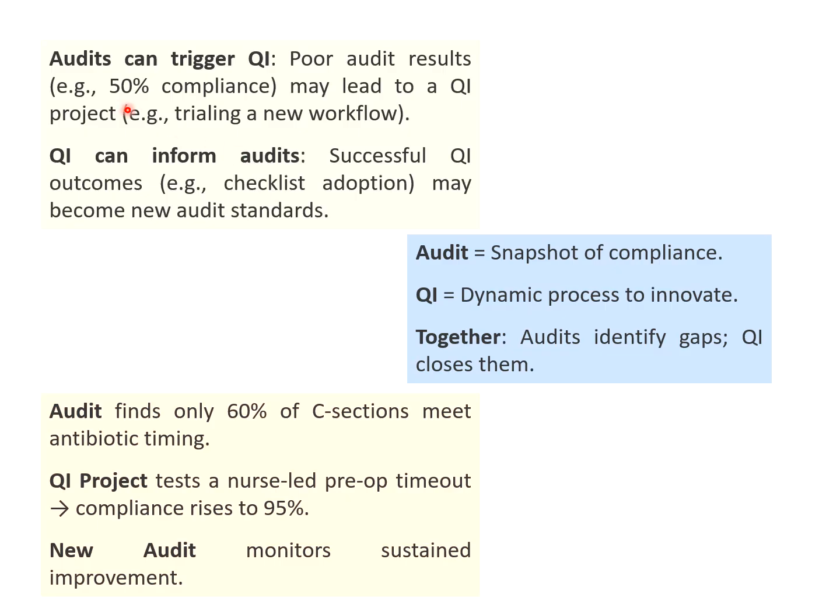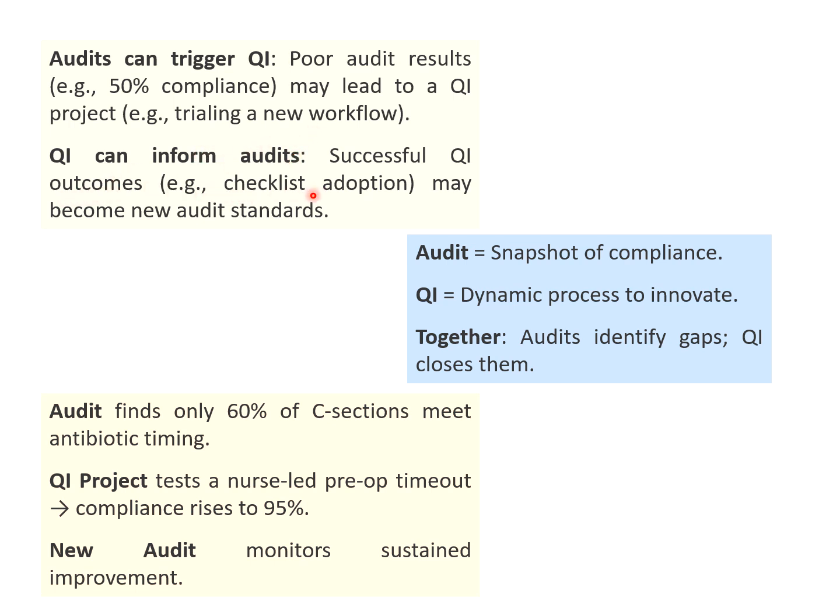Here, an audit can trigger QI. Poor audit results may lead to a QI project. For example, you did a clinical audit and the result was poor compliance with the standard. In that case, you can start or trigger a QI project, trialing a new workflow or conducting some trainings and then looking into the effect of that training.